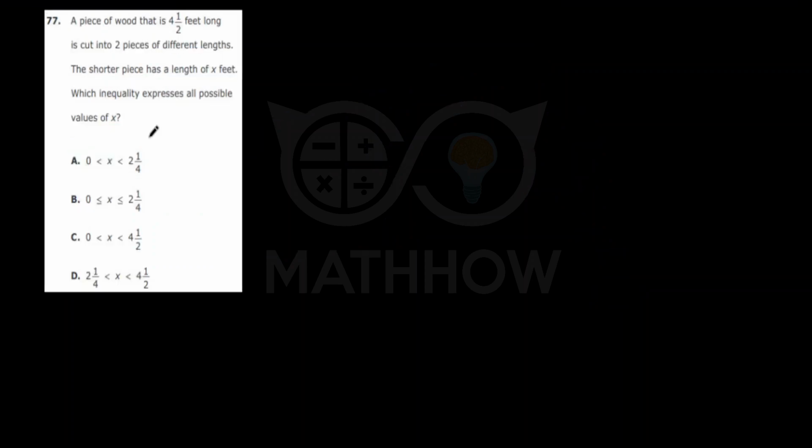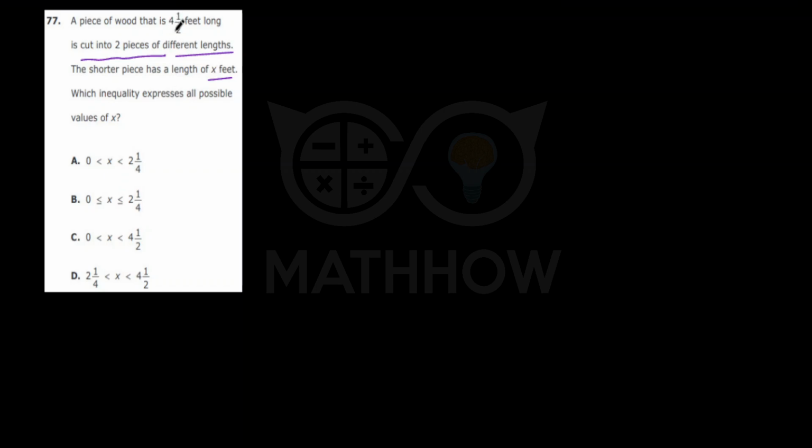Question number 77. A piece of wood that is 4.5 feet long is cut into two pieces of different lengths. The shorter piece has a length of x feet, unknown length. Which inequality expresses all possible values of x? So the total length is this. The shorter length is x, that is unknown. So what value or set of values can become the shorter length, or can be the value of x, right?